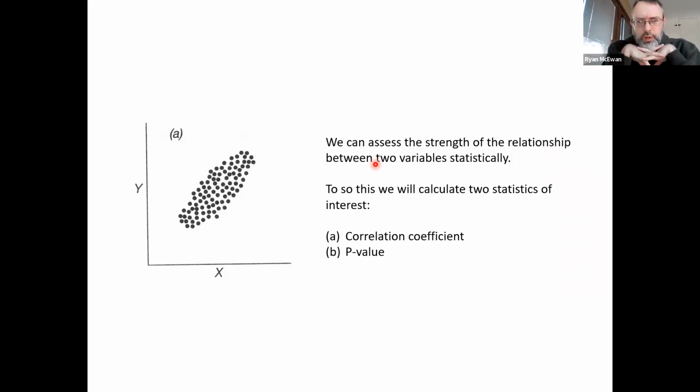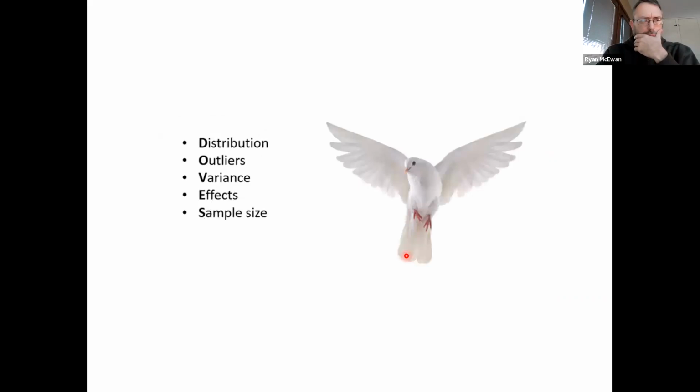So in this case, we will calculate two statistics of interest: A, the correlation coefficient, and B, the p-value. As is always the case, the analyst, you, or any of us, anyone who's working with data, should always think about your data set from the perspective of DOVES: Distribution, outliers, variance, effects, sample size. This is also true for any kind of relationship.